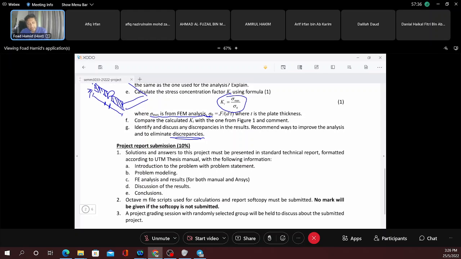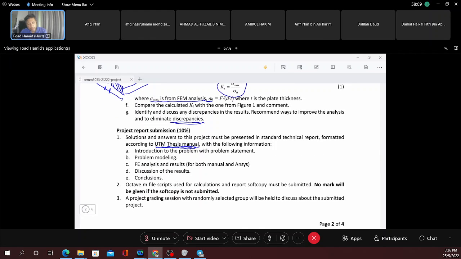Report project submission. Solution and answer to this project must be presented in standard technical format, formatted according to the UTM thesis manual. I'll give you a copy of the thesis manual later, so you can see how to use this. Maybe I can talk a little bit about how to use the UTM thesis manual. By the way, I think after this you'll be going for your industrial training, then after that you'll be starting your PSM. Anyway, it's good to have an early start on how to use the template of your thesis.